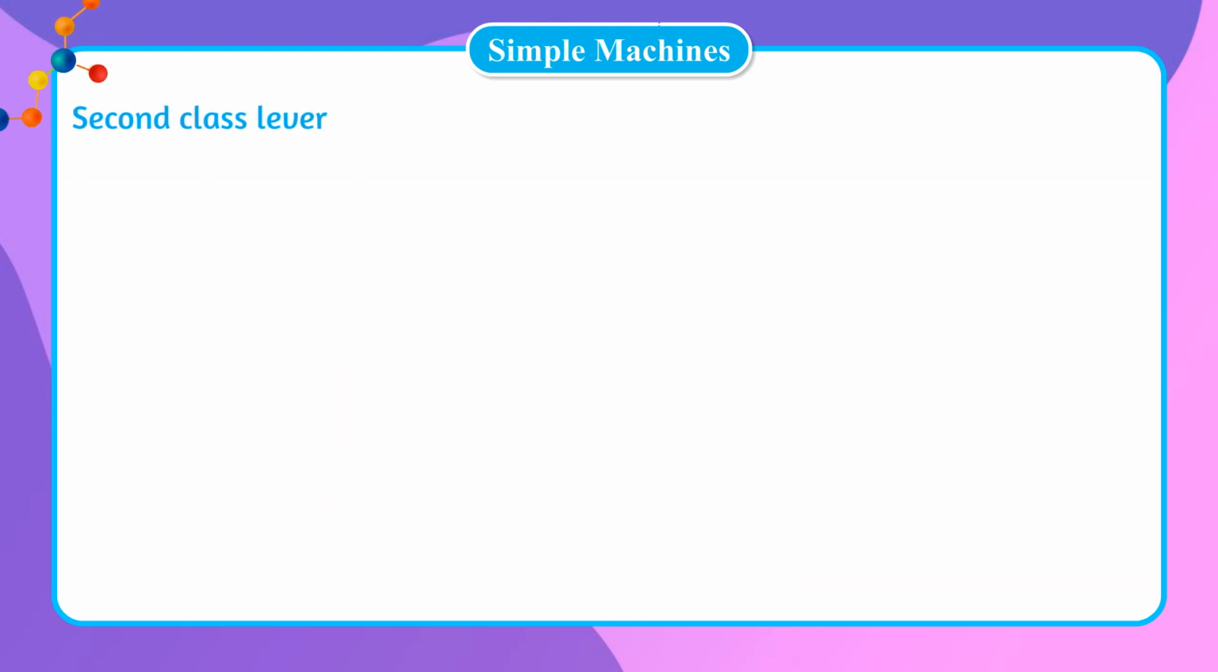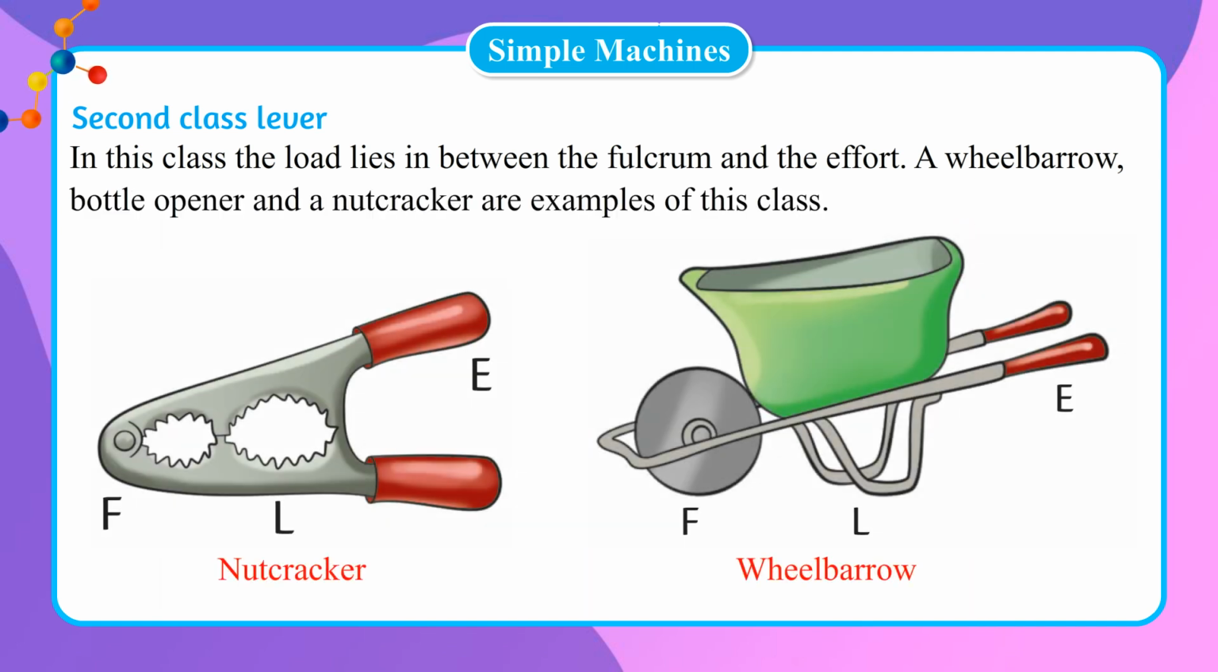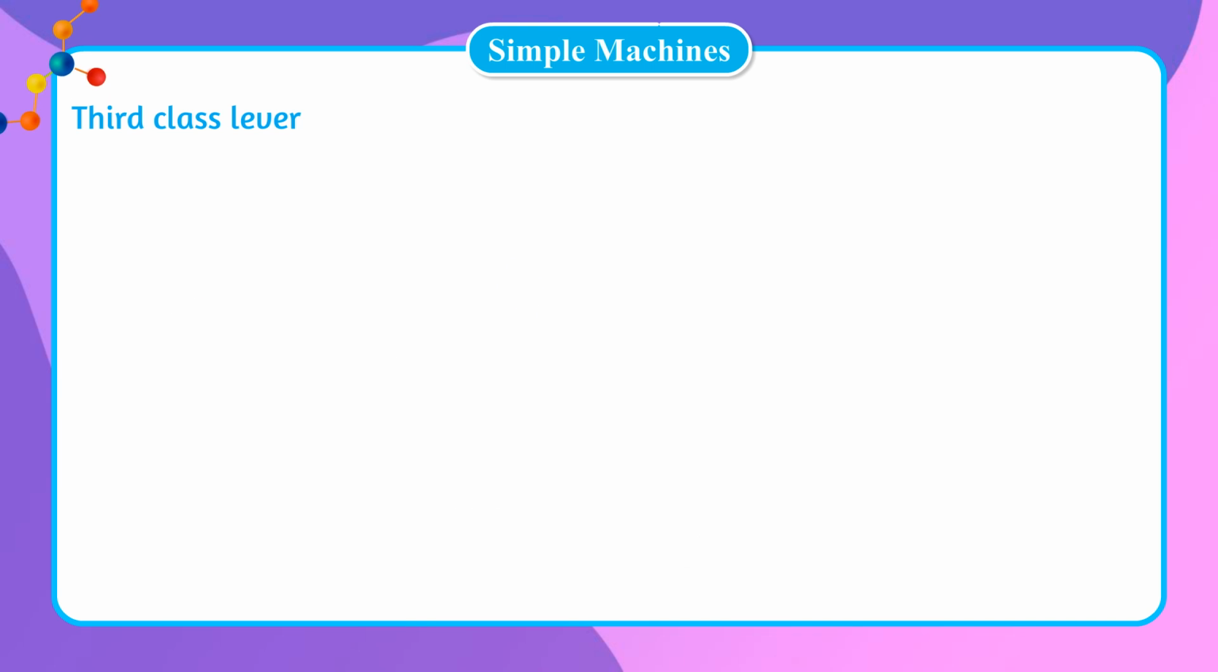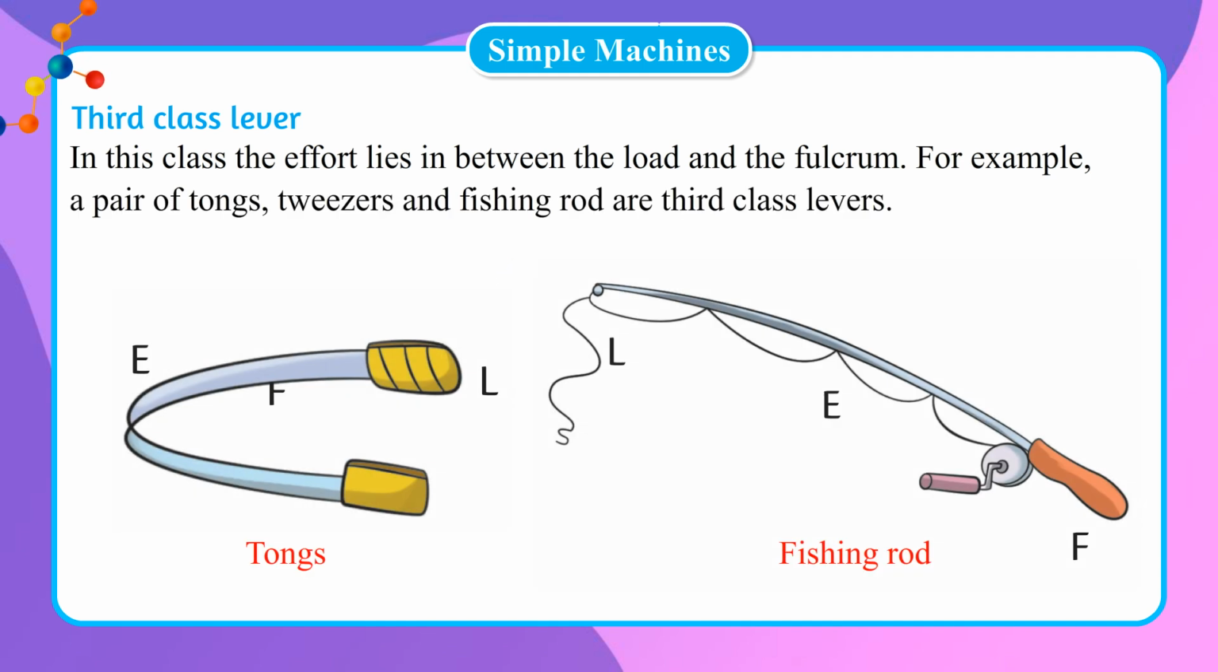Second-class lever. In this class, the load lies in between the fulcrum and the effort. A wheelbarrow, bottle opener and a nutcracker are examples of this class. Third-class lever. In this class, the effort lies in between the load and the fulcrum. For example, a pair of tongs, tweezers and fishing rod are third-class levers.